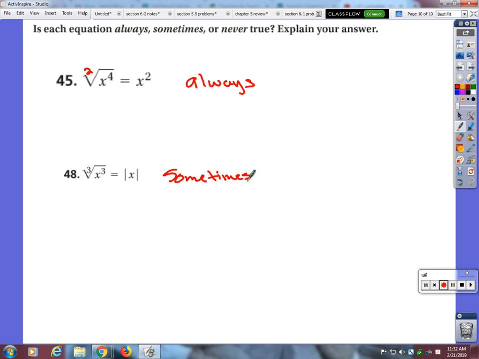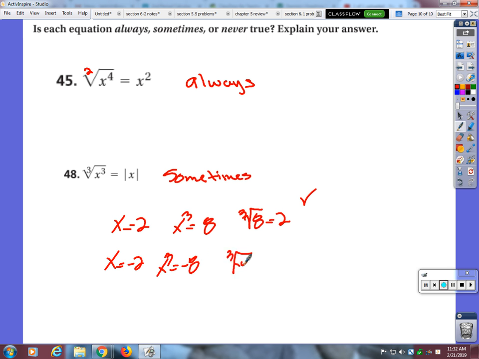So for example, if x equaled 2, then 2 cubed is 8, right? And the cube root of 8 is 2. So that's a time when it's true. But if x equals negative 2, then x cubed is negative 8. And the cube root of negative 8 is negative 2. And that doesn't work because the absolute value of negative 2 would be positive 2, not negative 2. Okay? So this is sometimes, but not always.